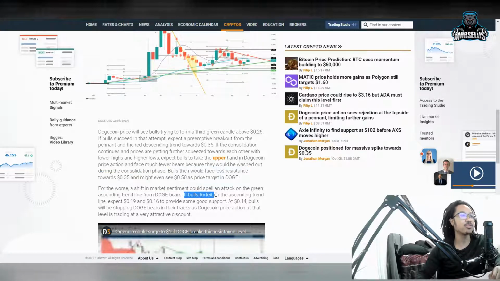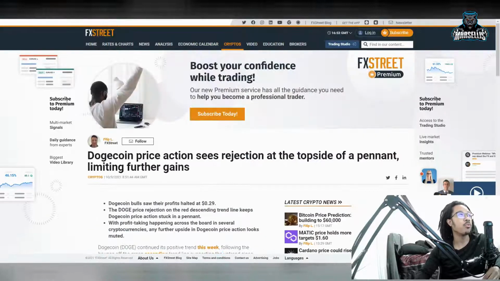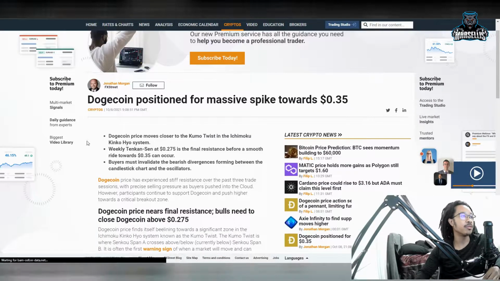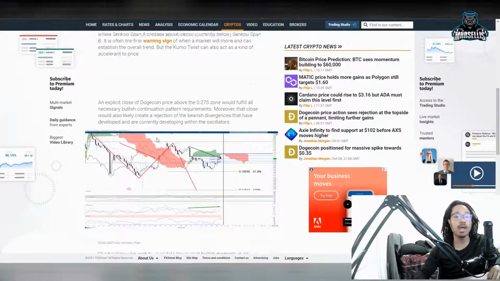So over here, if bulls forfeit on the ascending trend line, expect 19 cents and 16 cents and then eventually 14 cents for Dogecoin. That's one point of view from there. But then the next point of view, they say Dogecoin is positioned for massive spike towards 35 cents. So we have a lot of different points of views coming at Dogecoin here.